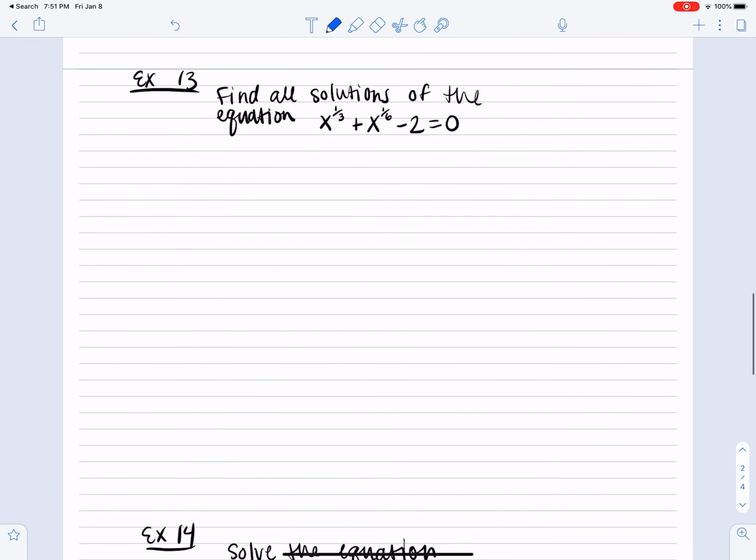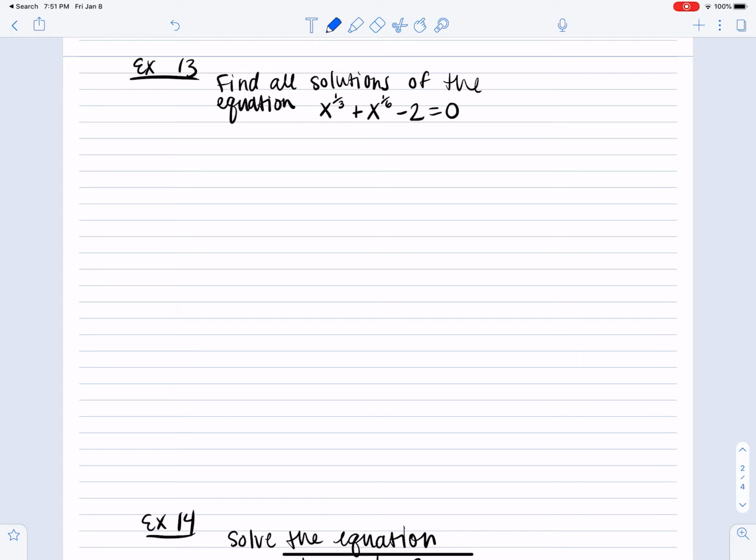All right, the last one is there's 2 more examples. Find all solutions of the equation x to the 1/3 plus x to the 1/6 minus 2 equals 0. Again, this is a problem we can't solve with what we know. We need to put it into x squareds. So we need to do that w substitution thing again, okay?